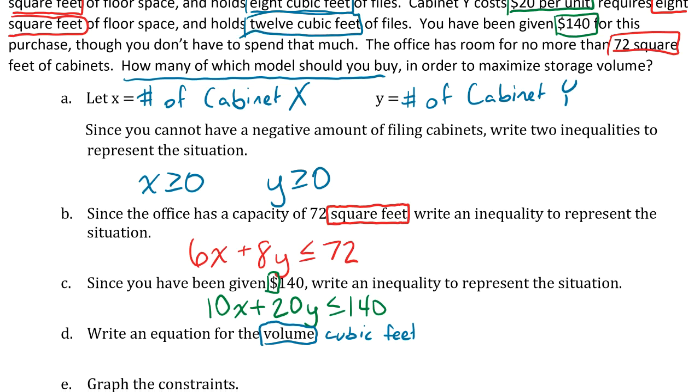So for this one, I'm just going to say Z equals 8x, because 8 cubic feet per X cabinet, plus 12y. That one is going to be equal because that's the one we're actually trying to maximize. We want the most volume we can get.